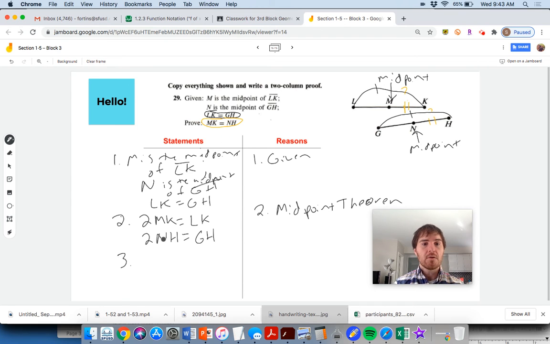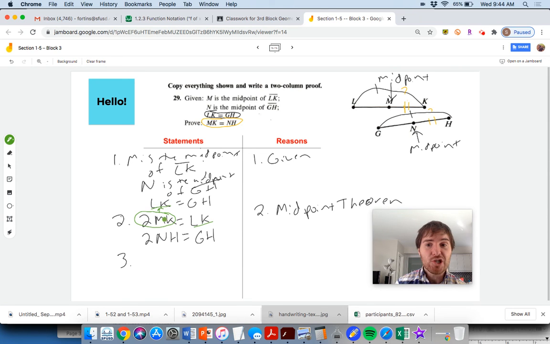So what I can do here is look at my steps. How can I change some equations right here? I have LK here, that's equal to GH. Great. I have LK here, I have GH right there. Because I have LK right here and LK right here, I can take 2MK and replace LK with it. What's the reason for that?